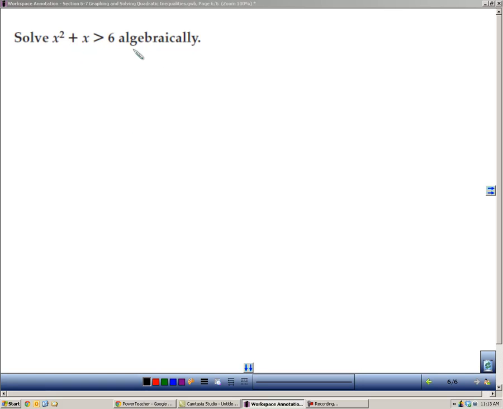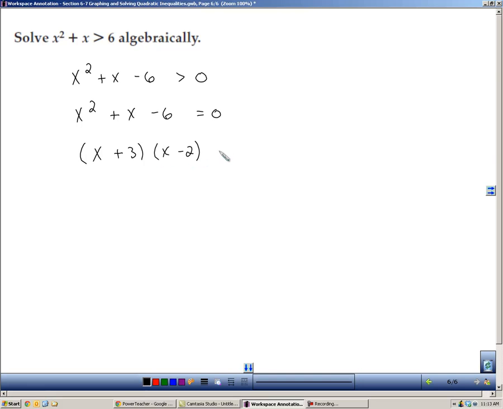There's another way to solve these algebraically, and I'm going to start by setting it equal to 0, or actually making it greater than 0. So this is my quadratic inequality I want to use. I'm going to take the related equation and solve that. Now because I can do the diamond here, there are two factors of -6 that add to be a 1. There's a positive 3 and a negative 2, which means my two solutions are x equals -3 and x equals +2.